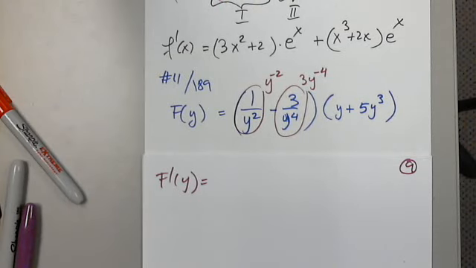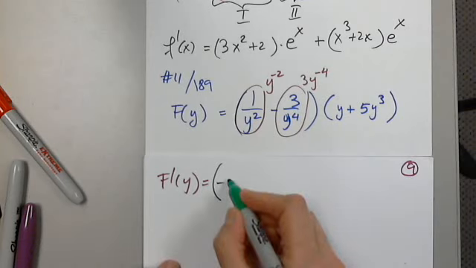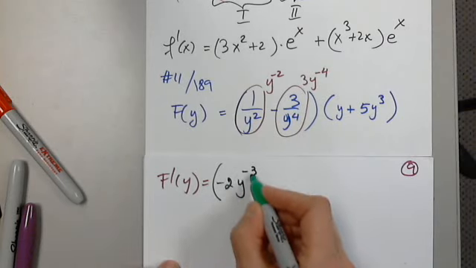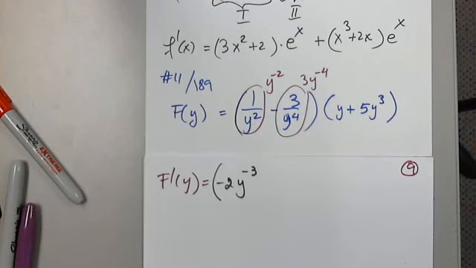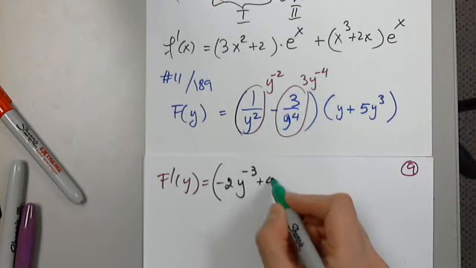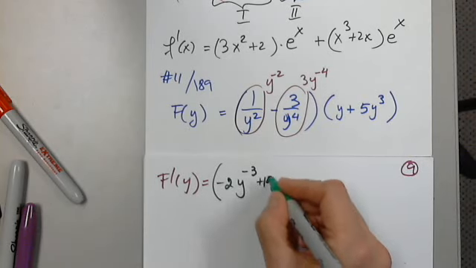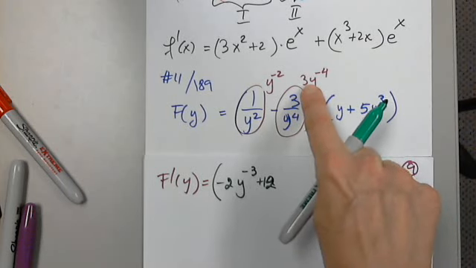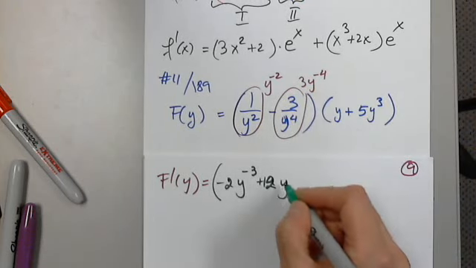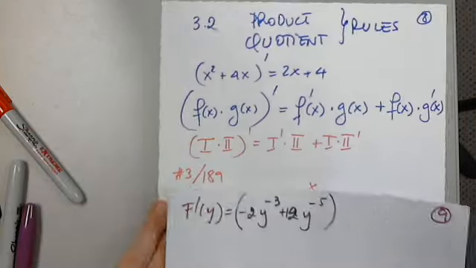So I'm differentiating the first function. What do I get? Negative 2y to negative 3. Perfect. Then I bring down negative 4, but there is a minus in front. Plus 4 times 3 is 12, sorry. I have to multiply by 3. I bring down negative 4, but there is a 3 in there. So positive 12, y to negative 5. So this was just this piece.